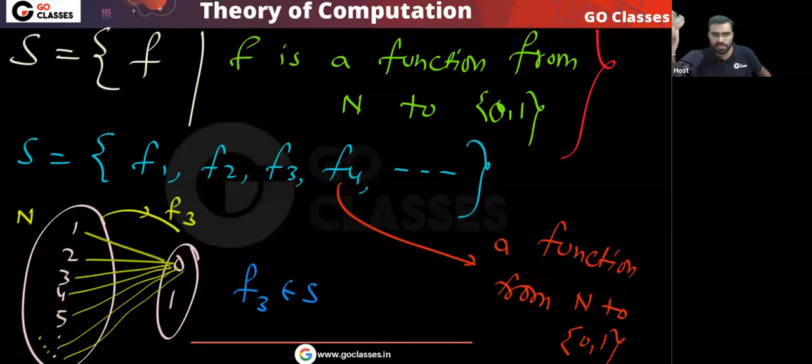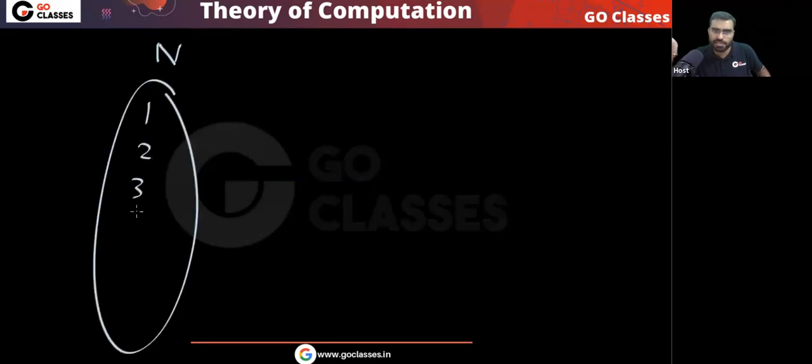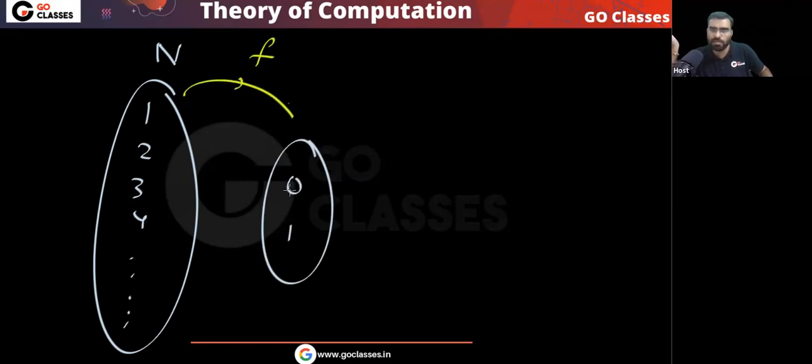Now tell me, how many such functions can you create from n to {0, 1}? This is your set n, an infinite set: 1, 2, 3, 4, and so on. Infinite number of functions. You can create any random function. Agree or not? So you can see how many functions are possible.